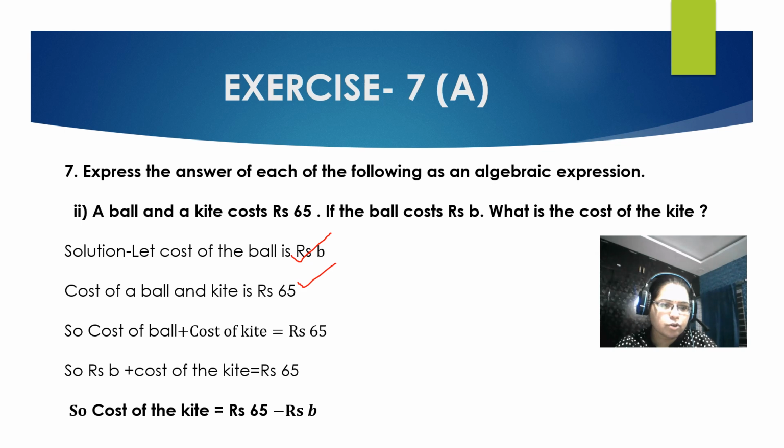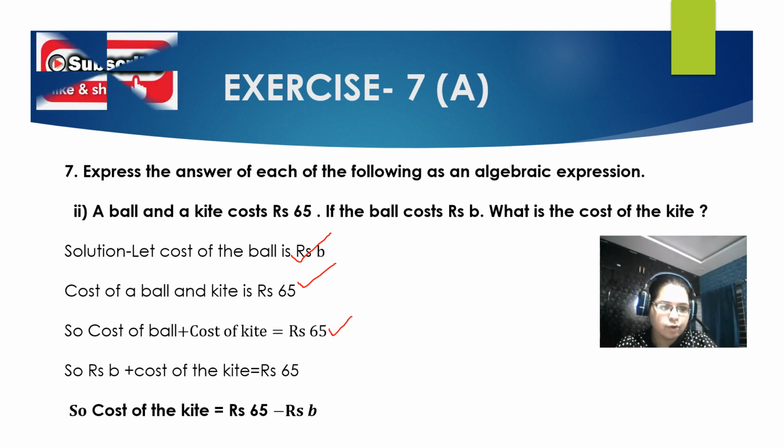So cost of ball plus cost of kite is 65 rupees. Cost of ball is b rupees given. So b rupees plus cost of kite equal to 65 rupees. So cost of kite equal to 65 rupees minus b rupees. This is the algebraic expression of this given expression. So cost of kite is 65 rupees minus b rupees.